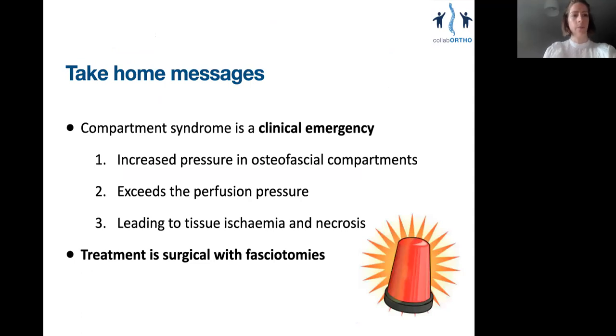To conclude, compartment syndrome is a clinical emergency, the features of which are increased pressure within osteofascial compartments, which exceeds the perfusion pressure, leading to cellular ischemia and necrosis. Treatment is surgical with emergent fasciotomies.